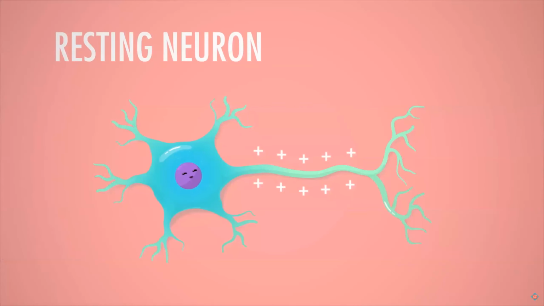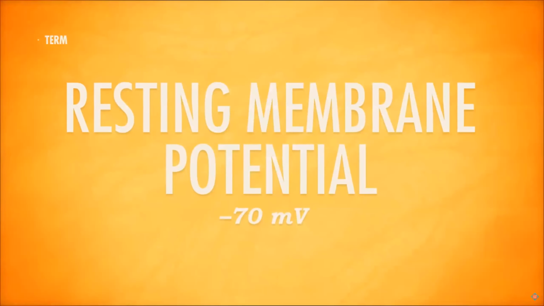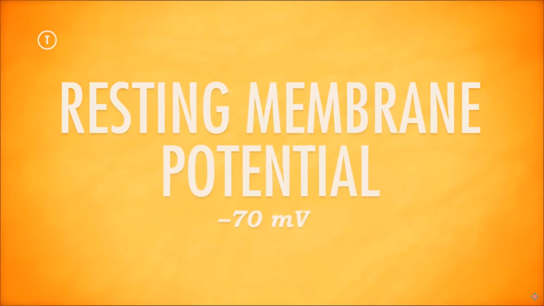A resting neuron is like a battery just sitting in that sack that is you. When it's just sitting there, it's more negative on the inside of the cell relative to the extracellular space around it. The difference is known as the neuron's resting membrane potential, and it sits at around negative 70 millivolts. Where do those charges come from?